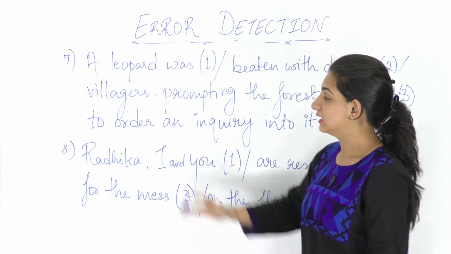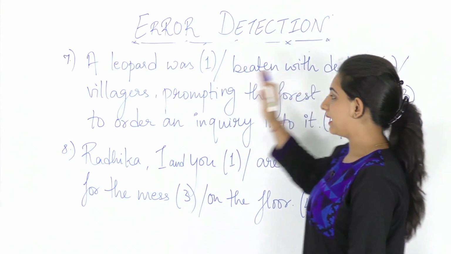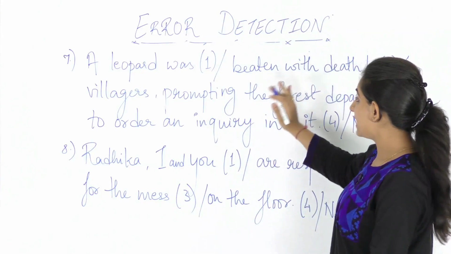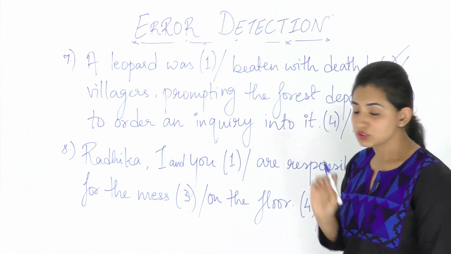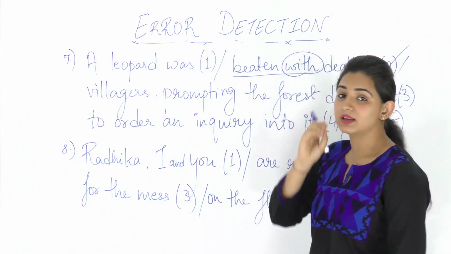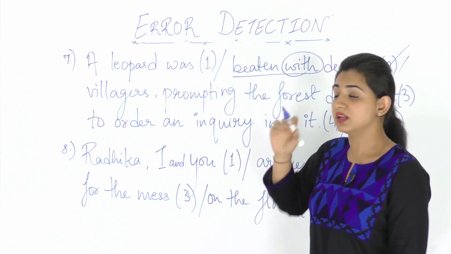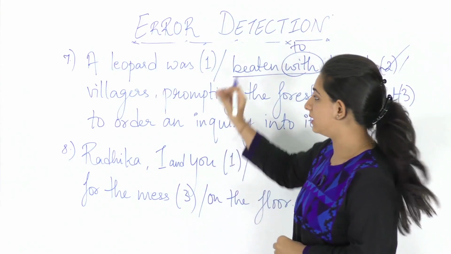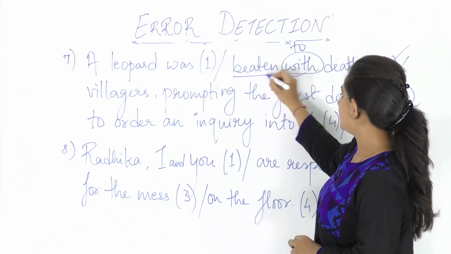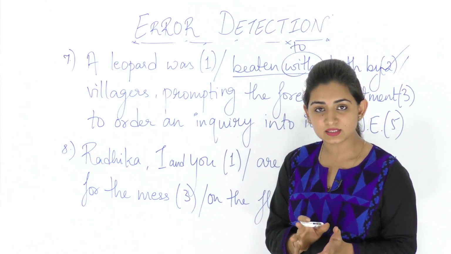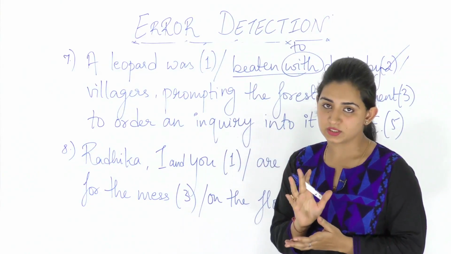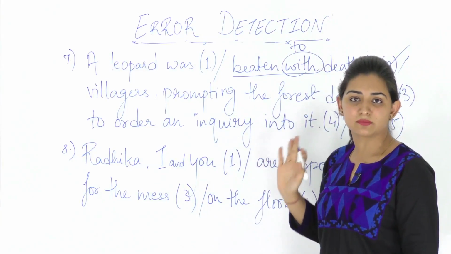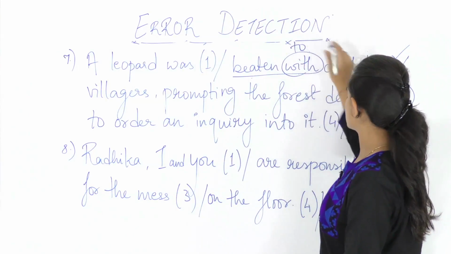Now let's have a look at these. A leopard was beaten with death by villagers, prompting the forest department to order an inquiry into it. We know that we have an error in part 2. Why? Beaten with. Does it make any sense? What does it mean? If we write beaten to death, that means it was beaten till the leopard was dead. But beaten with is used when we want to add something or we want to place an agent there. Now no agent is placed here, and no additional statement is placed here. So we will write beaten to death.